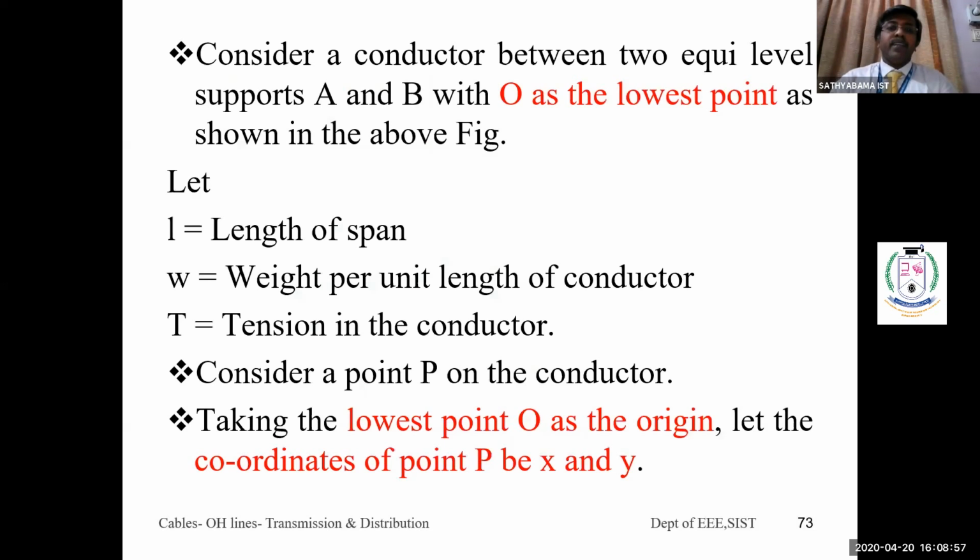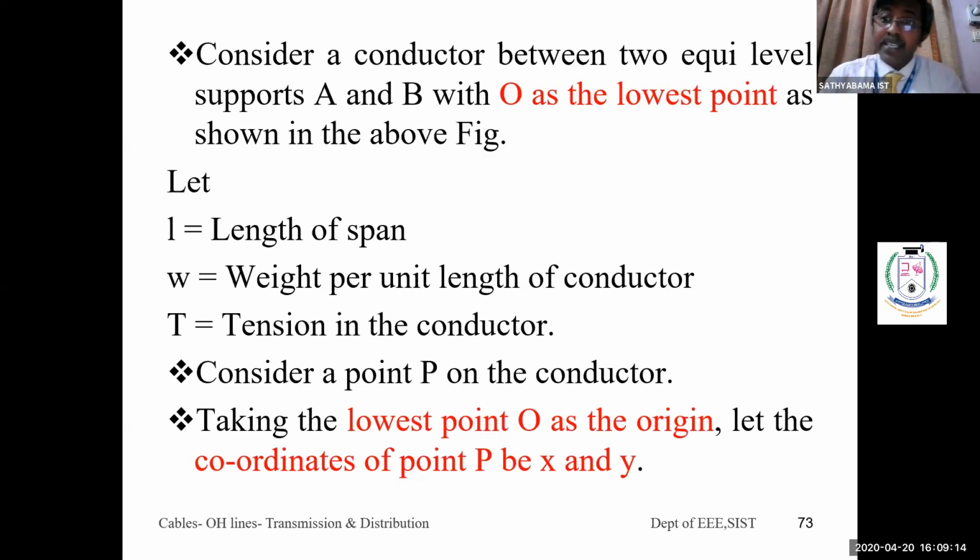See the next slide. This is the theory part we just saw. Consider a conductor between two equal level supports, A and B, and O is the lowest point. From the diagram only, we have taken all these conditions.